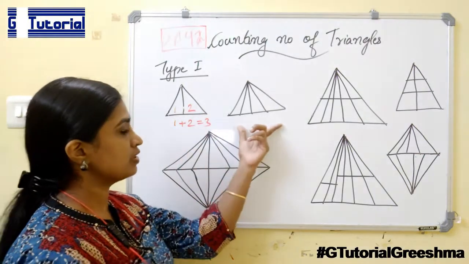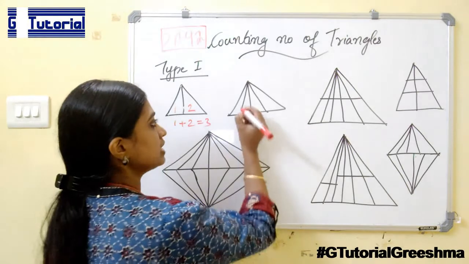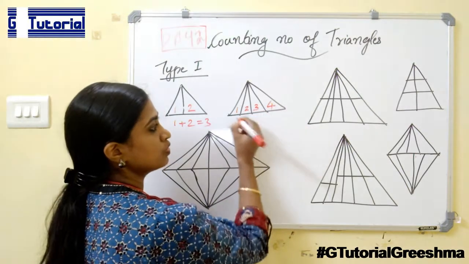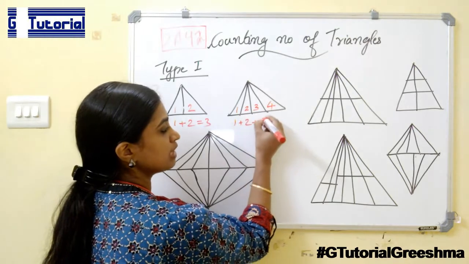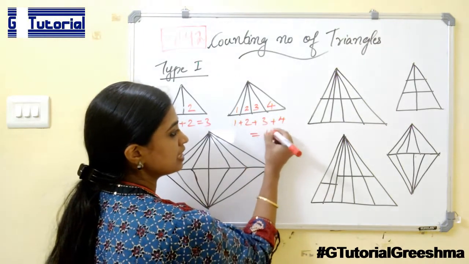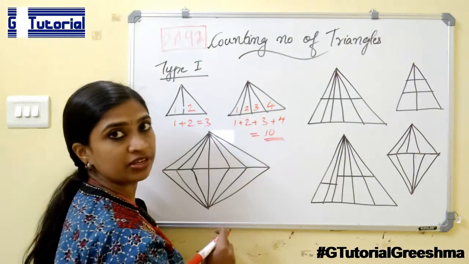In the second question, let us number it. 1, 2, 3, 4. So the sum of this 1 plus 2 plus 3 plus 4, which is 4 plus 1 is 5, 5 plus 5 is 10. This is the number of triangles in this given figure.